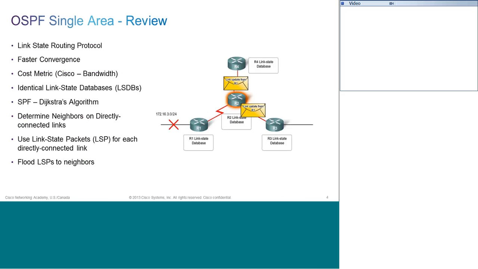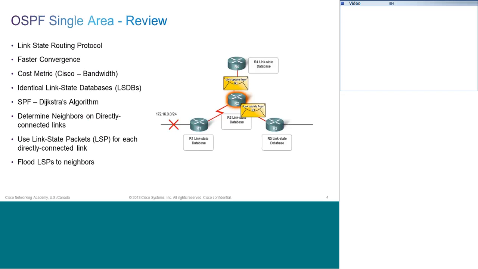As a review, OSPF, Open Shortest Path First, is a link state routing protocol with an administrative distance of 110. It is a classless routing protocol, therefore it supports VLSM and CIDR. OSPF quickly propagates network changes.